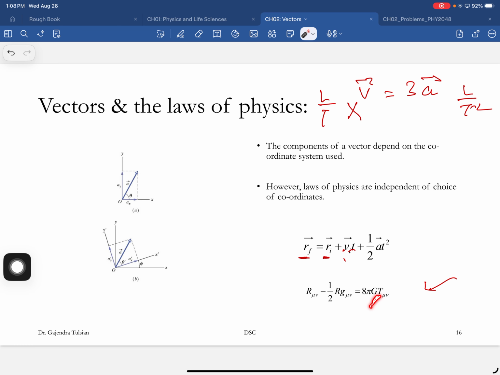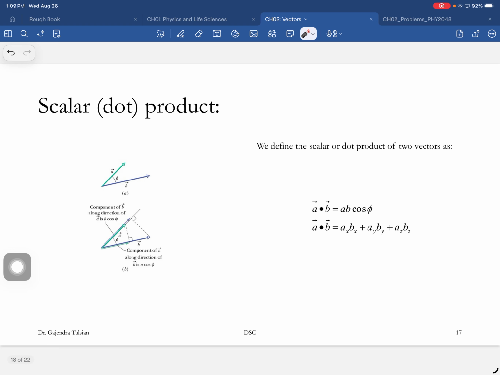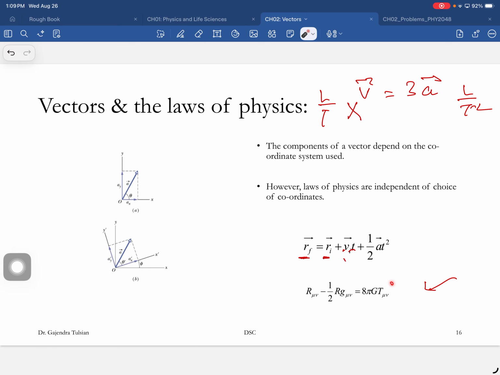That term contains the location of the stars and all that kind of stuff. And all these terms tell you how the space-time is curving. So that's Einstein's equation. But anyway, the point again is these are something called tensors. They're more complicated objects than vectors. But the same rules apply here.